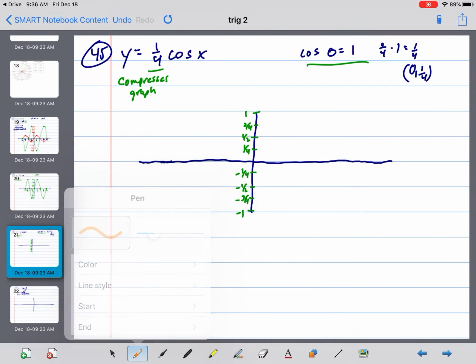Now, this is cosine, so at 0, cosine is equal to 1. But then we have to multiply by 1/4. So at 0, this thing, I'm going to pick a different color here. I'm going to graph this one in orange. At 0, this thing only is up at 1/4. So cosine always starts at 0, up or down. In this case, up. But we're still gonna label this. We're gonna do our pi/2 and our pi, because those still are going to be important points. 3pi/2 and 2pi.